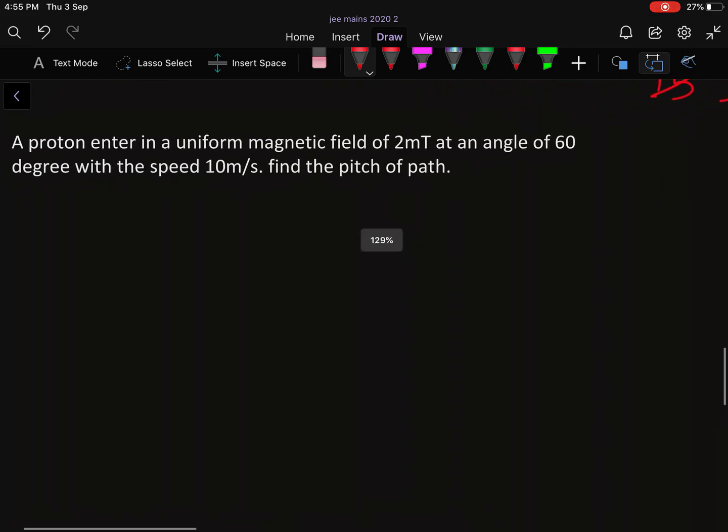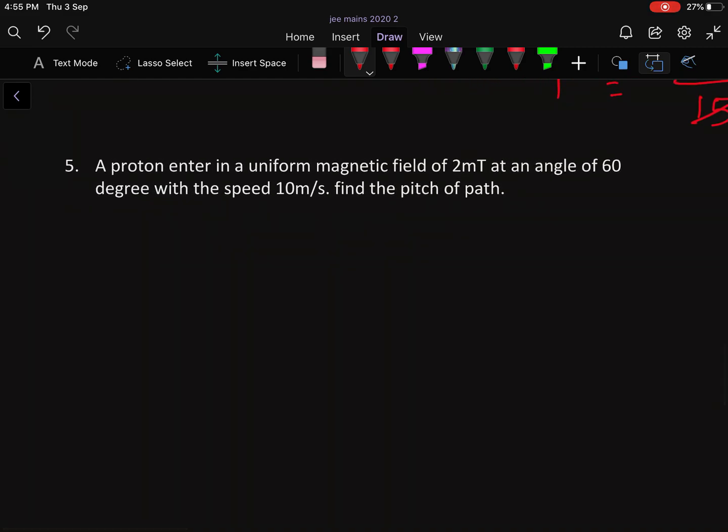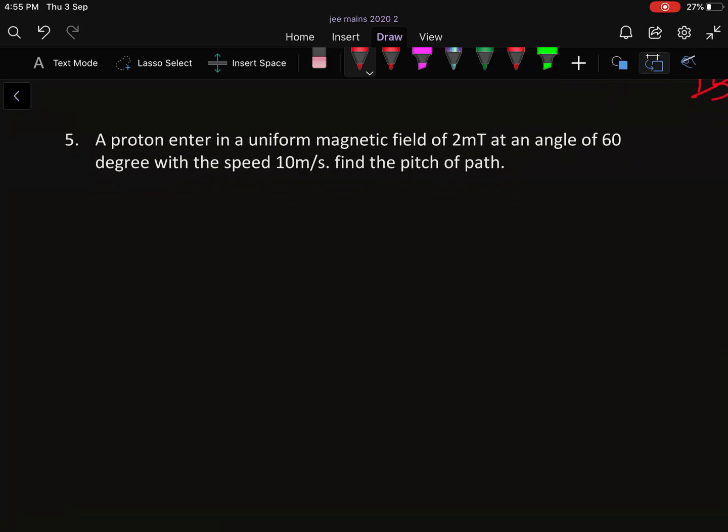Now we are moving to the next question, question number 5. This is one of the easiest questions asked in that paper. First see the question. A proton enters a uniform magnetic field of 2 millitesla at an angle of 60 degrees with the speed 10 meter per second. Find the pitch of the path.